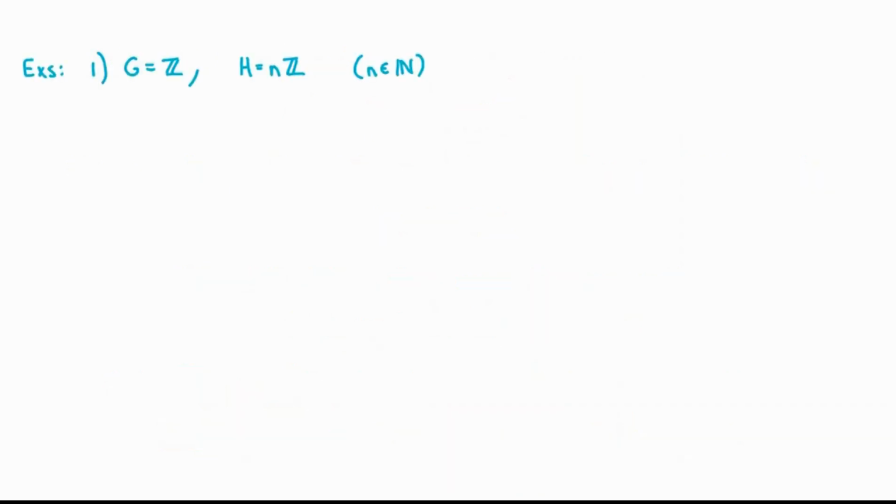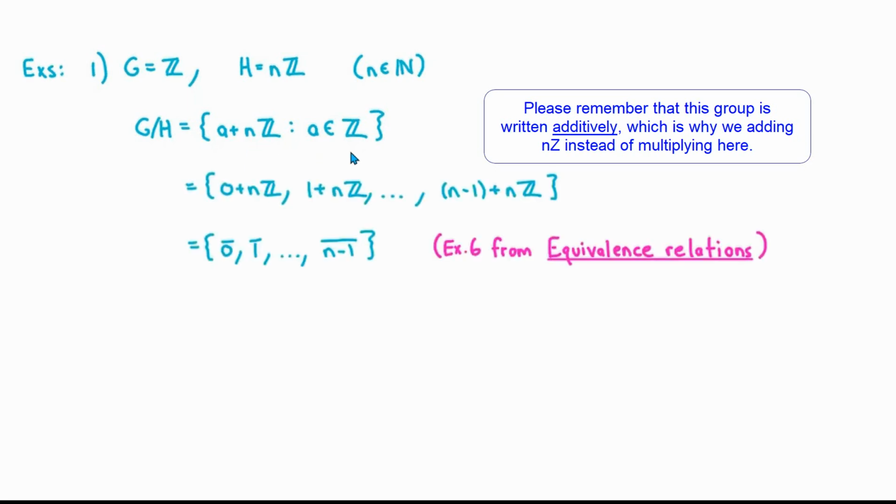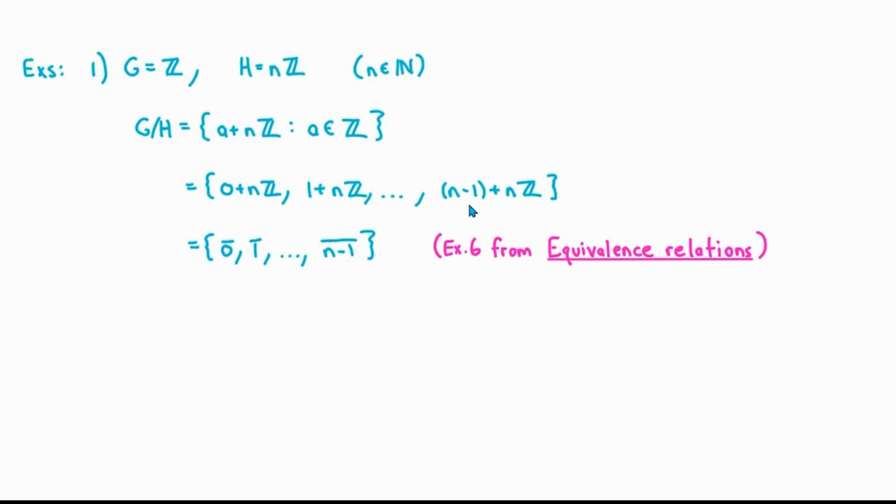First, let's look at the familiar example of the integers modulo n. So here we take our group G to be the group of integers under addition, and we let H be the subgroup nZ for some natural number n. Using the definition, what are the left cosets of G modulo H? Well, in this case, they're precisely the collection of all sets of the form a + nZ, where a is an integer. But we saw in our video about equivalence relations that there are exactly n distinct cosets here, and they're represented by the integers from 0 up to n-1. So this is what we would now call the quotient space of Z mod nZ.